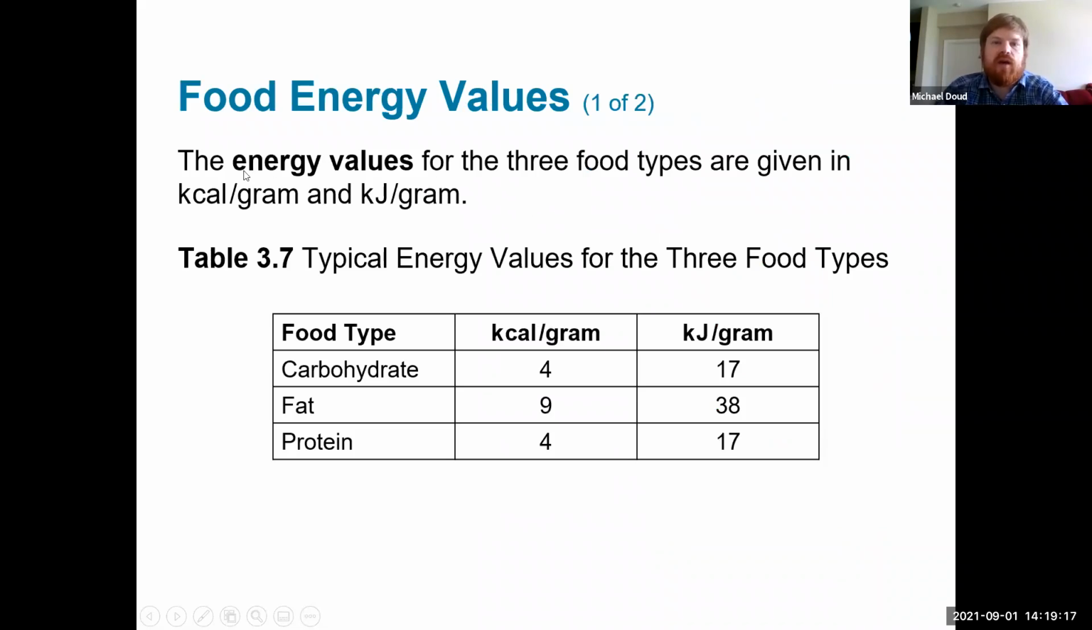So the typical energy values for food are given here. We've got carbohydrates, which are 4 kilocalories per gram or 17 kilojoules per gram. Fats, which are 9 kilocalories per gram or 38 kilojoules per gram. And then proteins, which are 4 kilocalories per gram and 17 kilojoules per gram.